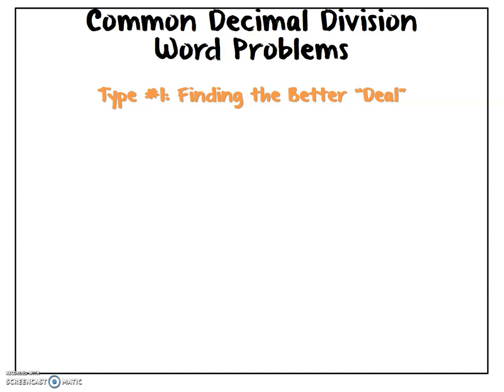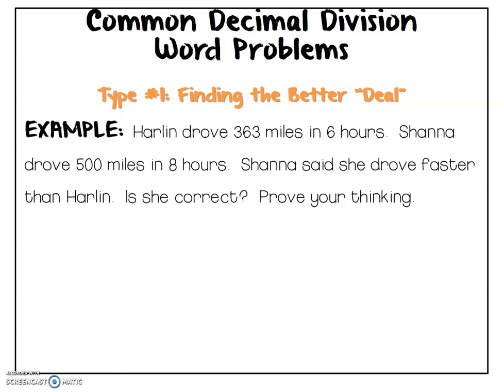This might be on prices at the store, it could be on who did something best or fastest, but finding the better deal is often a division problem because we need to compare the same amount of something. So let's look at an example. This example reads, Harlan drove 363 miles in 6 hours. Shanna drove 500 miles in 8 hours. Shanna said she drove faster than Harlan. Is she correct? Prove your thinking.